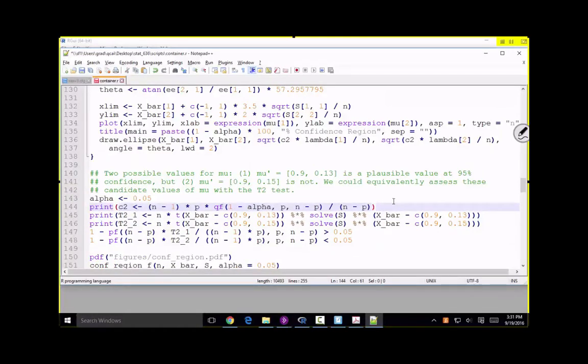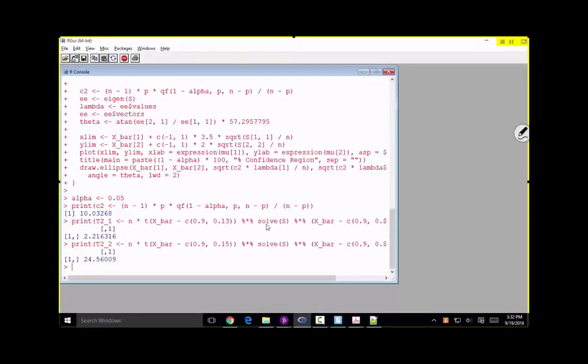And then, in the next two lines, I'm computing the value of t squared for the two mu choices that we're considering. So the first one, t squared underscore 1, is n times x bar minus the first mu, transpose S inverse, x bar minus the same mu. The next line down is the exact same, except we changed the value of mu slightly. Here are the two t squared statistics, 2.22 and 24.56.